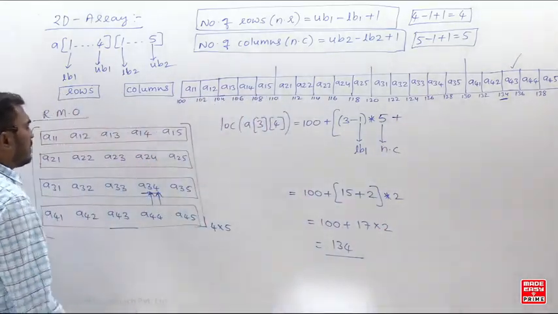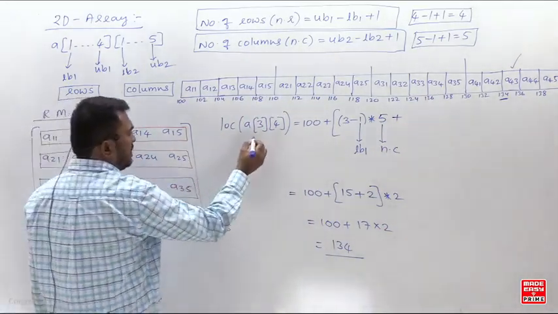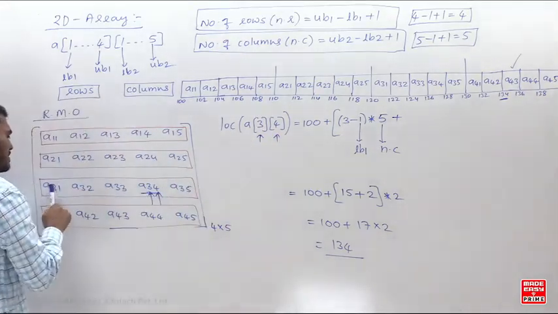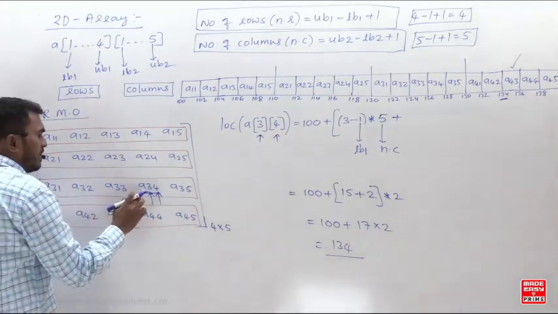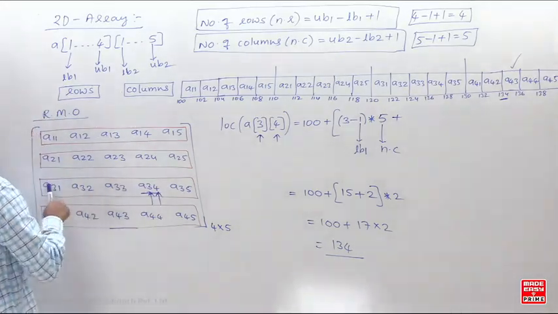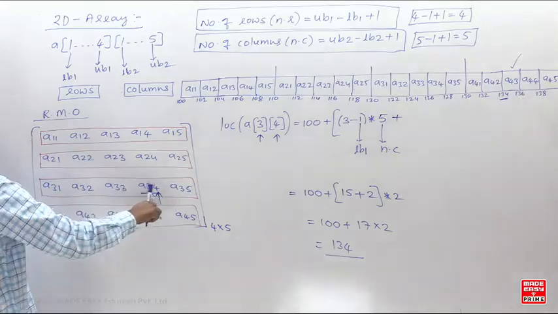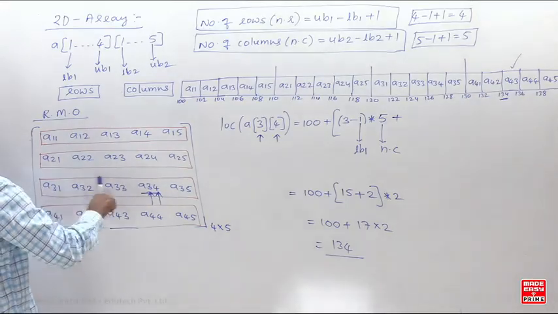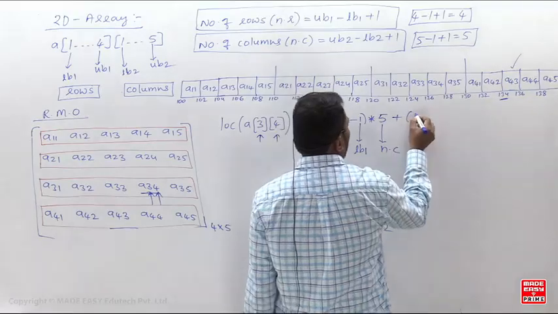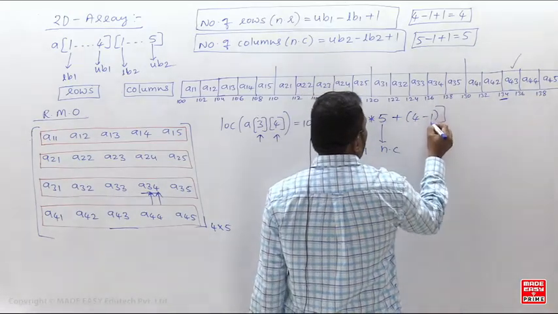Now which column do you want to go to? Look here, the fourth column. See, third row and the fourth column. It's the first column, second column and third column, and then the fourth column. So to go to the fourth column, the first 3 columns you have to cross. It means 4 minus 1 columns you have to cross.